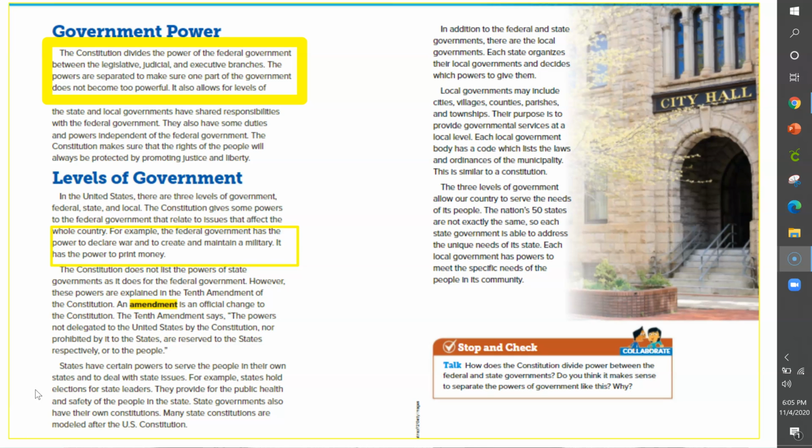States have certain powers to serve the people in their own states and to deal with the state issues. For example, states hold elections for state leaders. They provide for the public health and safety of the people of the state. State governments also have their own constitutions. Many state constitutions are modeled after the United States Constitution.